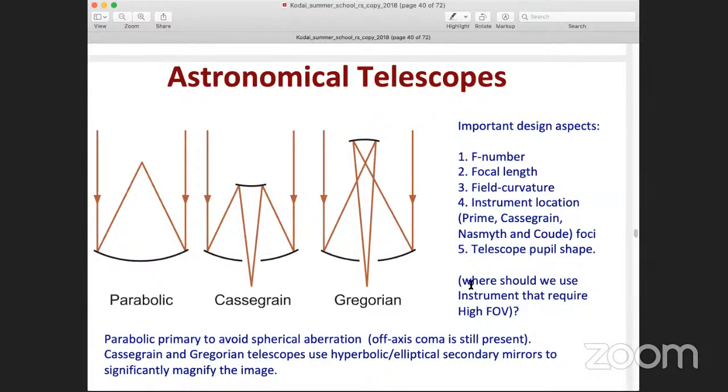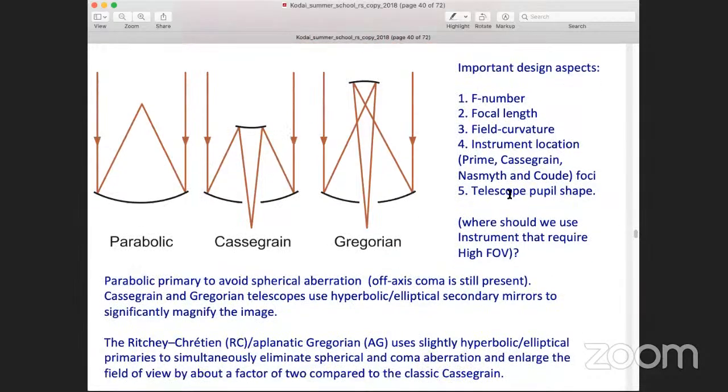Important aspects in a telescope are the F number, the focal length, the F by D ratio, the field curvature, and the instrument location, whether the instrument is located at the prime focus. If you put the instrument directly at the primary mirror focus, that will be the prime focus instrument. And sometimes we have a Cassegrain focus, or we can put a reflecting surface here and bring the focus to either side to get an azimuth focus. And as I mentioned earlier, the telescope shape is also very important.